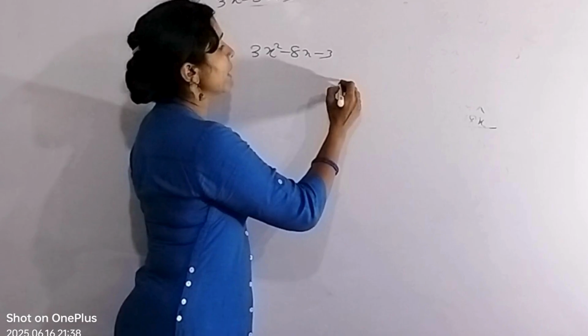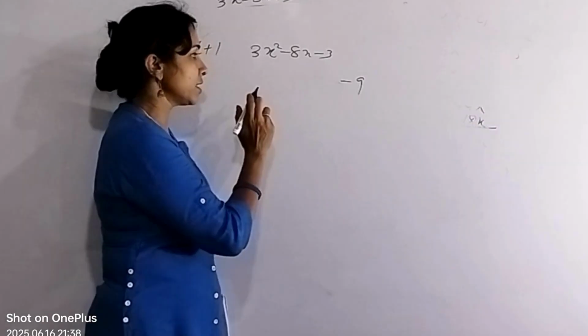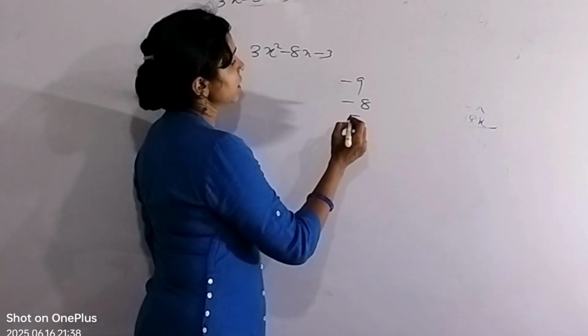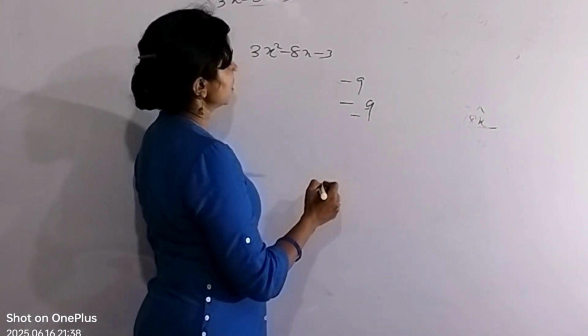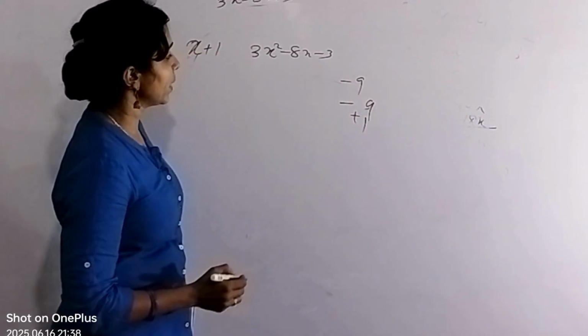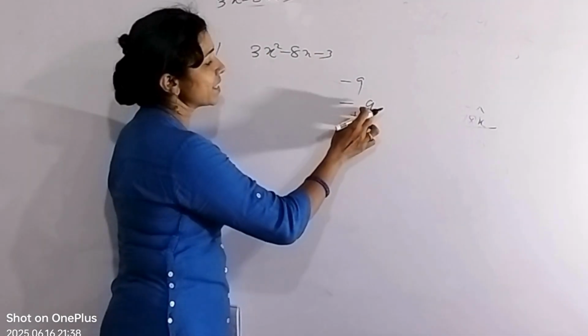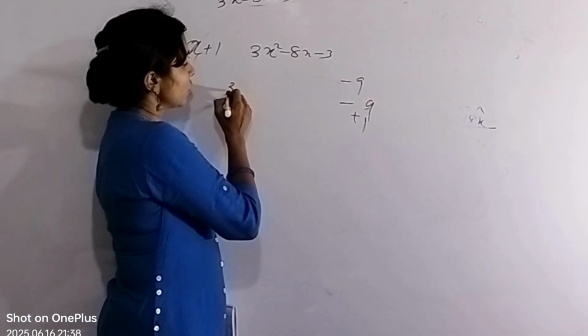3 into minus 3 is minus 9. So I have to get the product as minus 9 and the sum as minus 8. Which are the two numbers? Minus 9 and plus 1. Clear? Minus 9 into plus 1 is minus 9, and minus 9 plus 1, if we add, is minus 8.